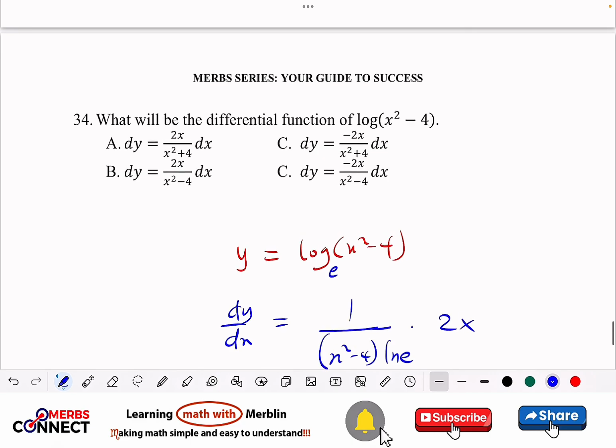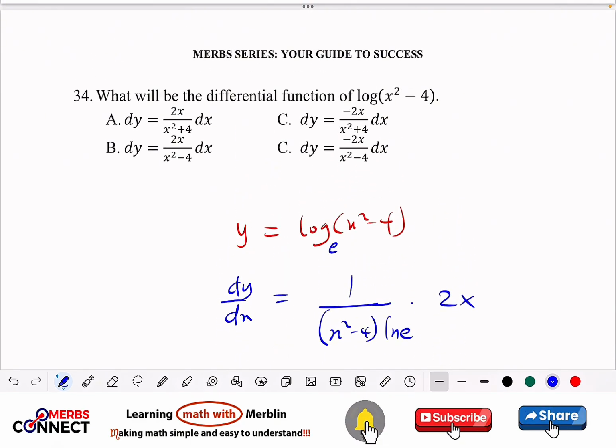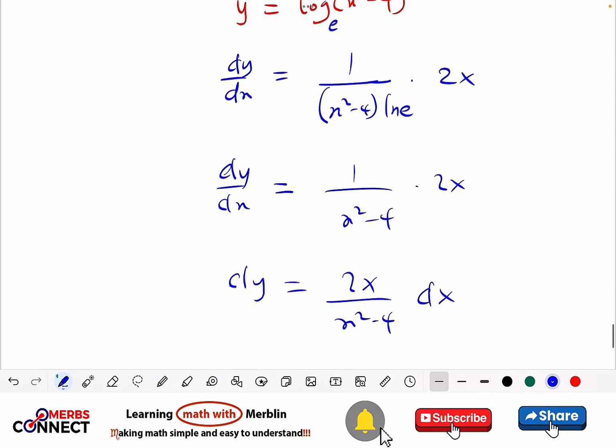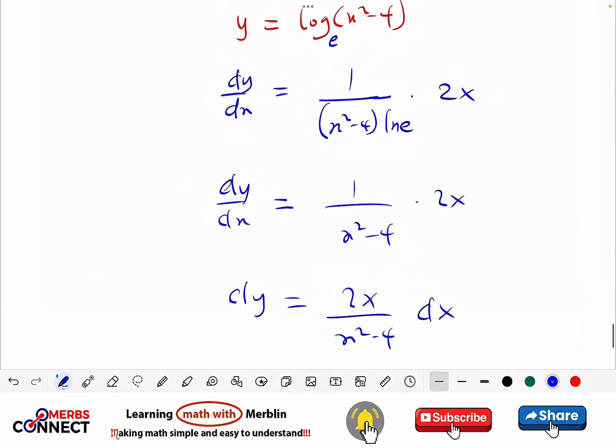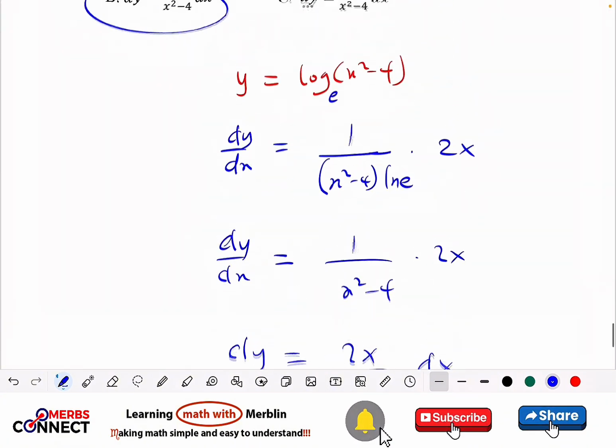Let me see. Is that a 2x? The denominator is minus 4, so that's supposed to be this one here. Good. So that would be b.